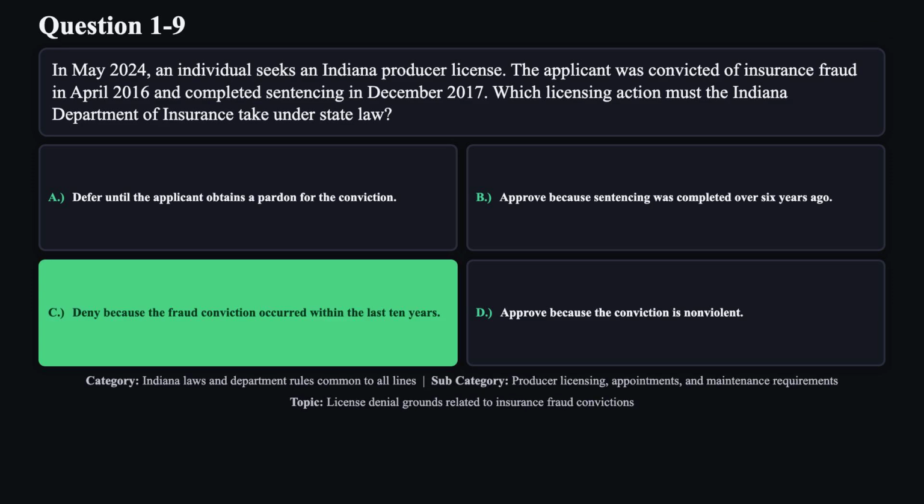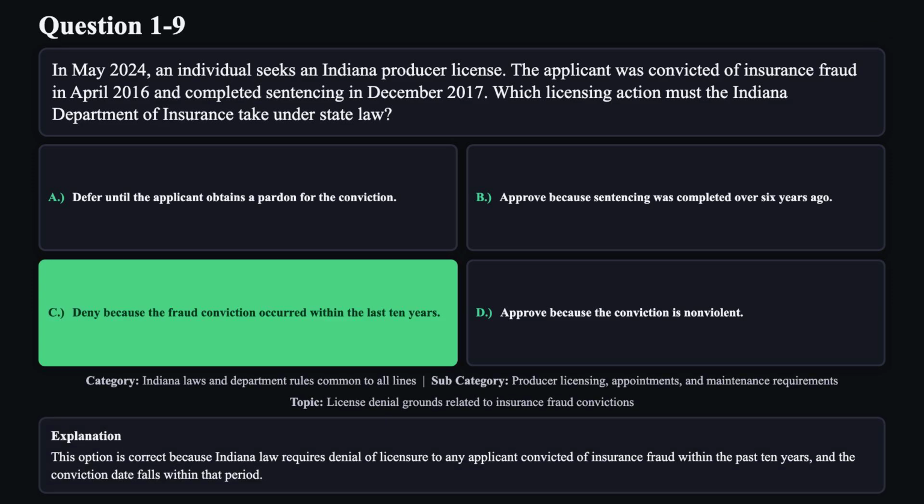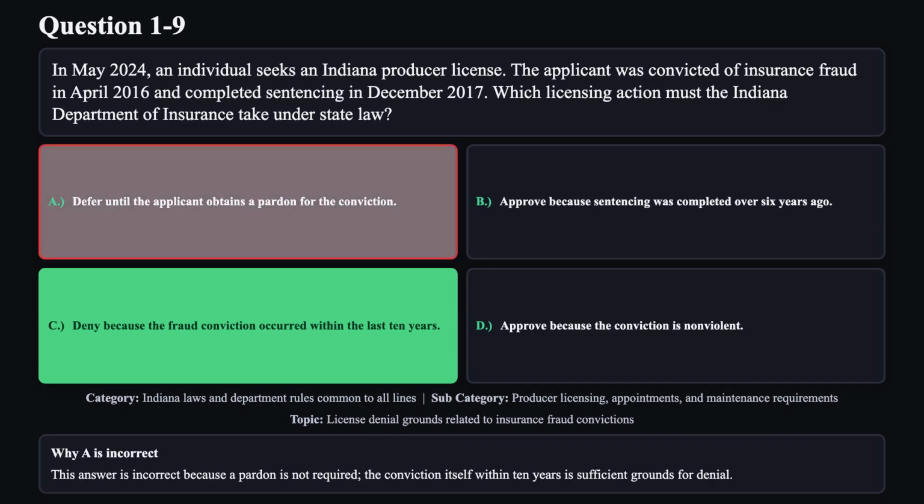The correct answer is C. This option is correct because Indiana law requires denial of licensure to any applicant convicted of insurance fraud within the past 10 years, and the conviction date falls within that period. Reason A is not correct. This answer is incorrect because a pardon is not required. The conviction itself within 10 years is sufficient grounds for denial.